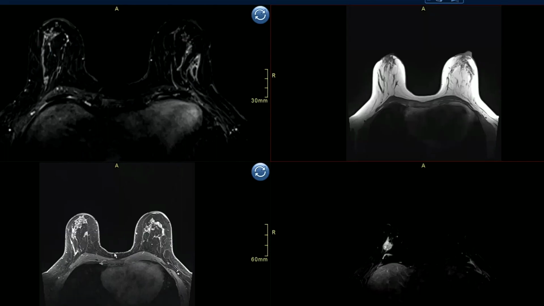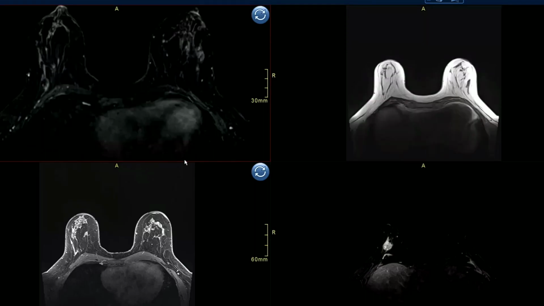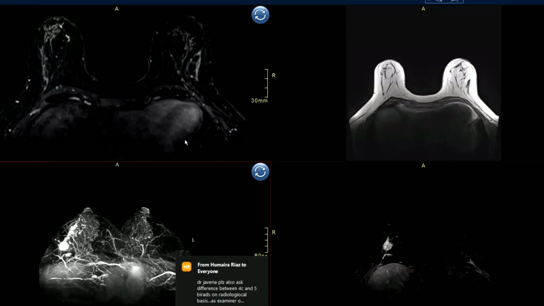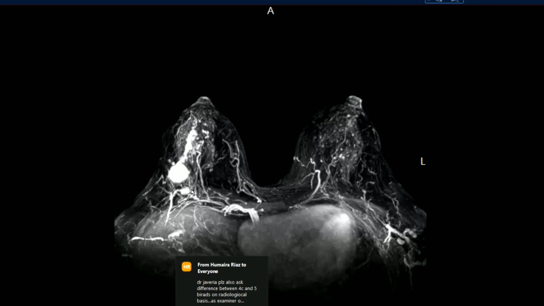These are the MIPs. So on the MIPs, you can really make out very beautifully. Look at that. That's the DCIS. Now you can correlate with the mammogram and MRI, and you see this finding is very important. This is the second mass. So this is the MIP, and this is the kinematics. So mixed kinematics, it demonstrates.